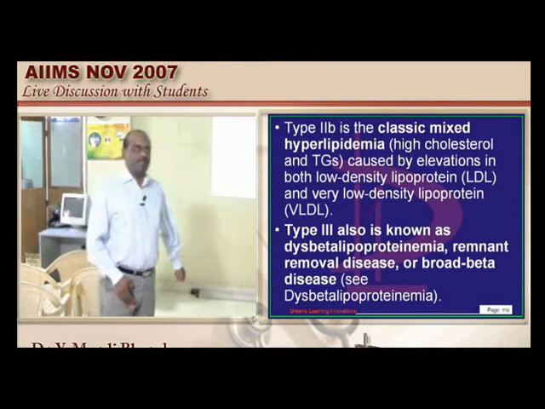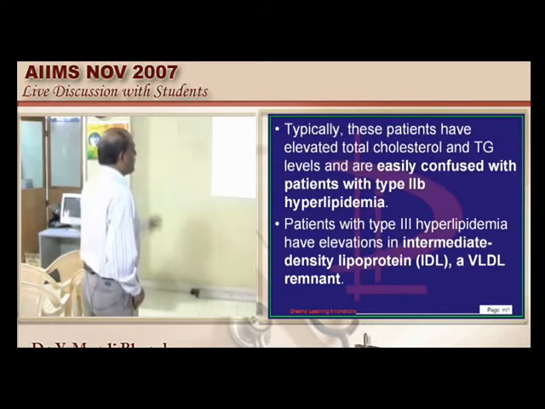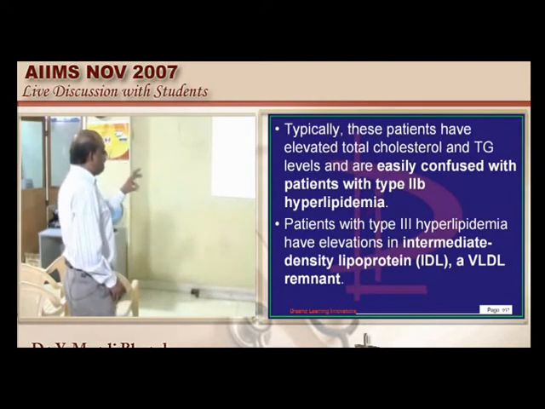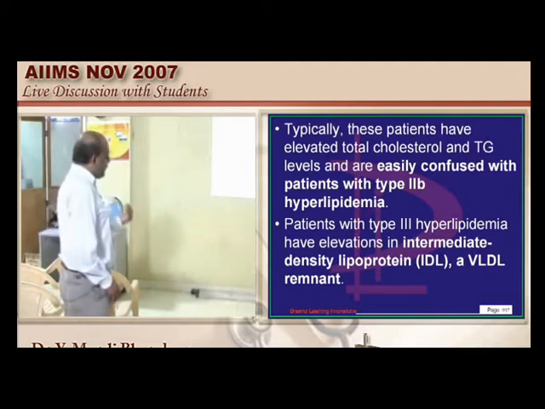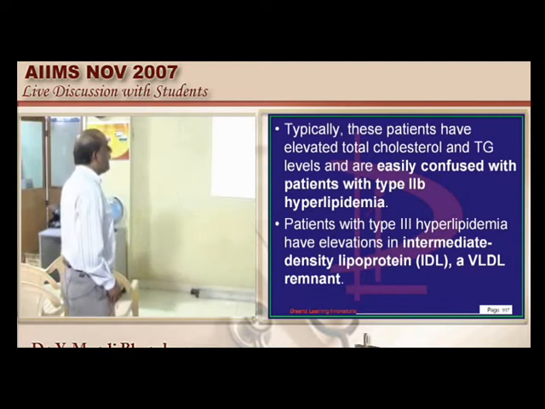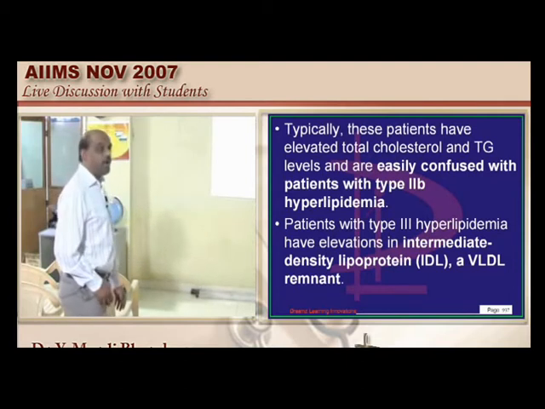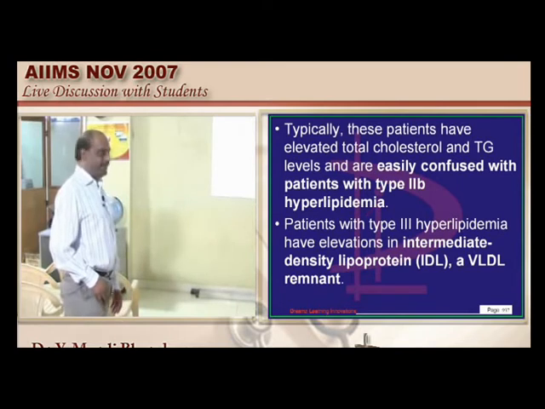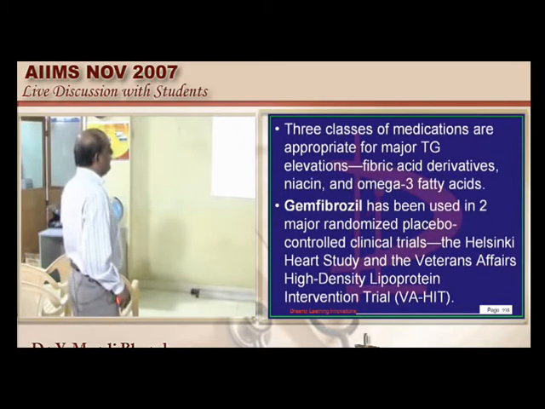Some generalizations. In type 1, type 2B, type 3 and type 5, serum cholesterol is elevated and also triglyceride is elevated. So type 2A is the exception, where triglycerides are not elevated and only cholesterol is elevated, is what I would like to emphatically mark for you.